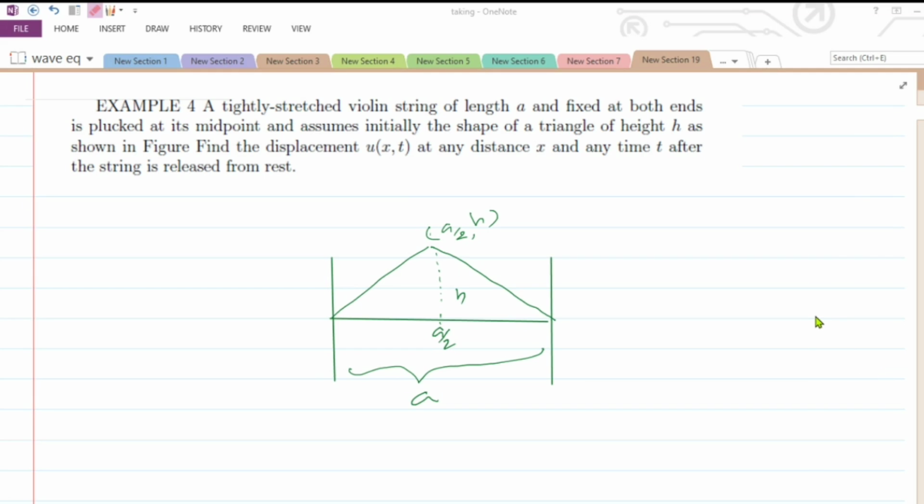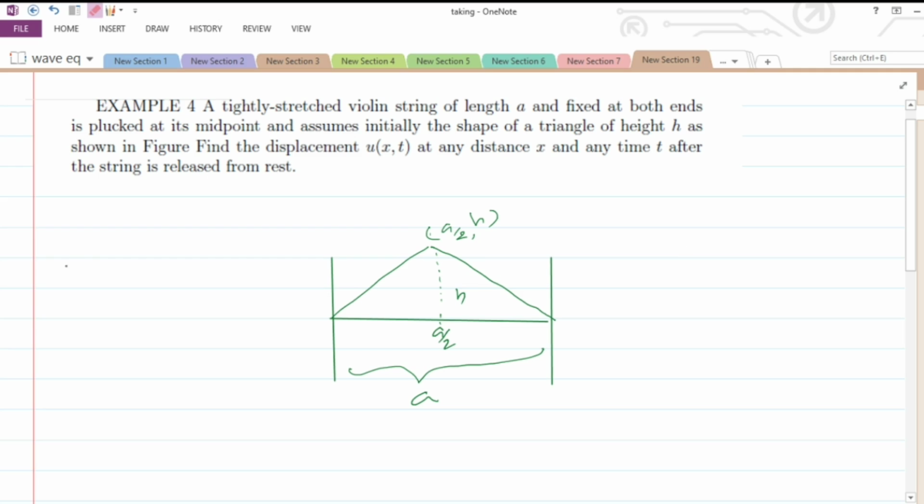Now another type of problem we sometimes have is like this: a violin string of length L, fixed at both ends, plucked at the midpoint and assuming an initial shape of a triangle with height h, and a figure will be given. We have to find the displacement. For this kind of problem, the way you do it is similar to what we discussed in the class, but the only difference is we are not provided with the initial displacement or initial velocity in a straightforward manner.